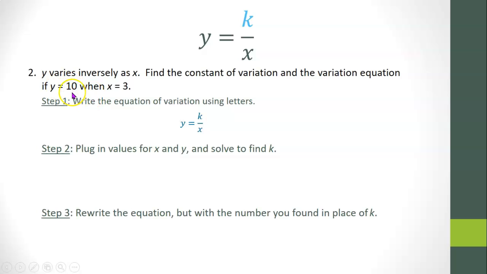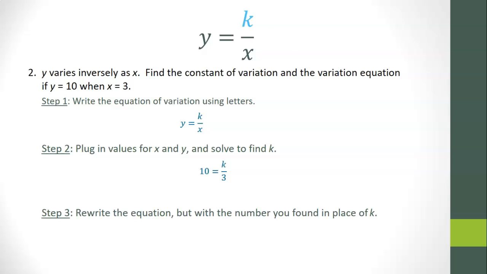So here they gave us y equals 10 when x equals 3. So I'm going to put 10 in for y and 3 for x. So 10 equals k over 3. Now I want to go from having k over 3 to just k. How do I go from k divided by 3 to just k?